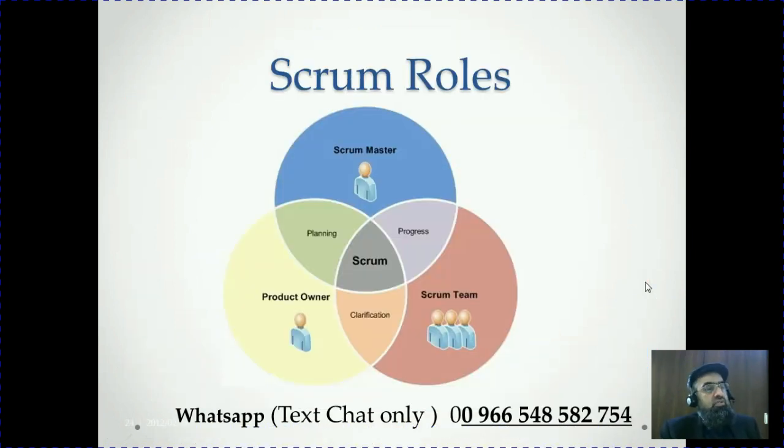So in Scrum roles, once again 3 roles: Scrum Master, Product Owner, Scrum Team. What exactly is their relationship? So you can see Product Owner and Scrum Master, they are related with each other in the form of planning. Product Owner and Team, they are related to each other for clarifications. And Scrum Team and Scrum Master, they are together for progress. So this is the interaction of these 3 roles.